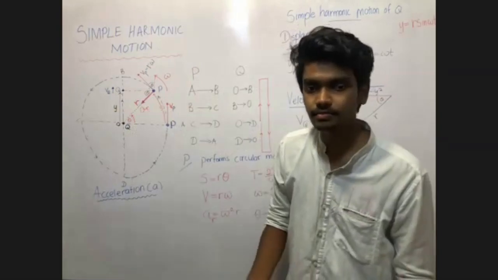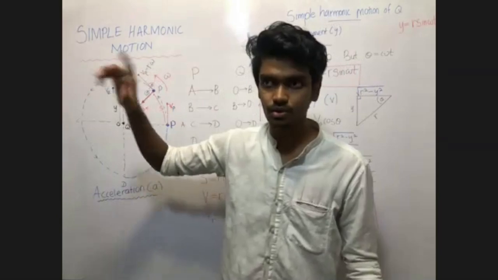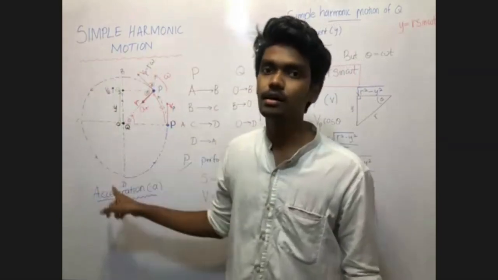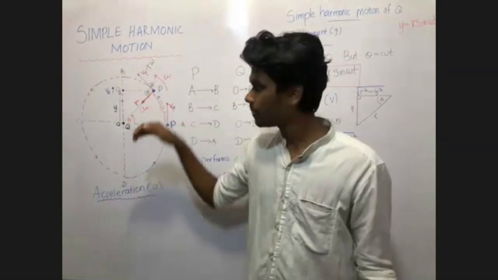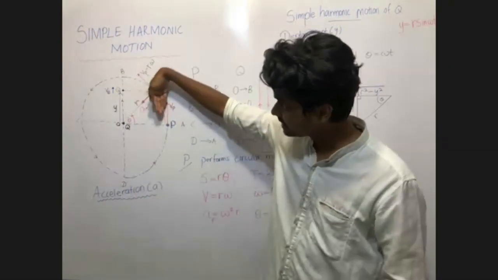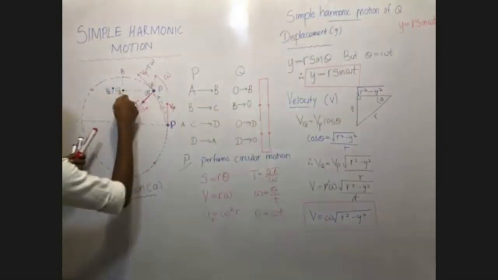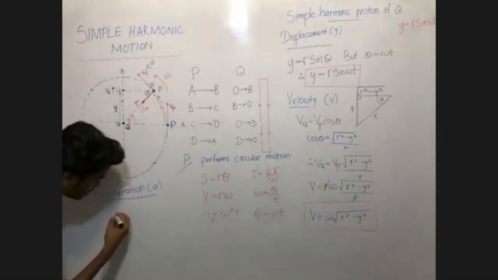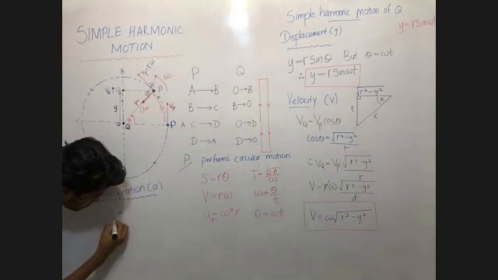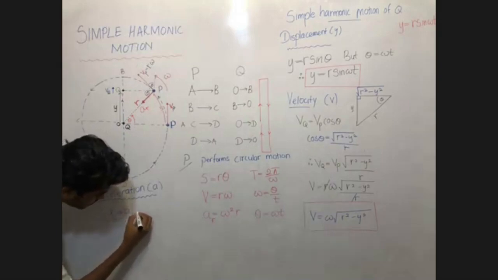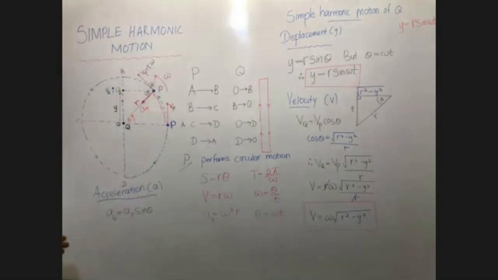Is AR cos theta going to affect Q? Because Q is performing a vertical simple harmonic motion. But what affects is AR sin theta. Right? So what affects Q is the acceleration on Q is AR sin theta.